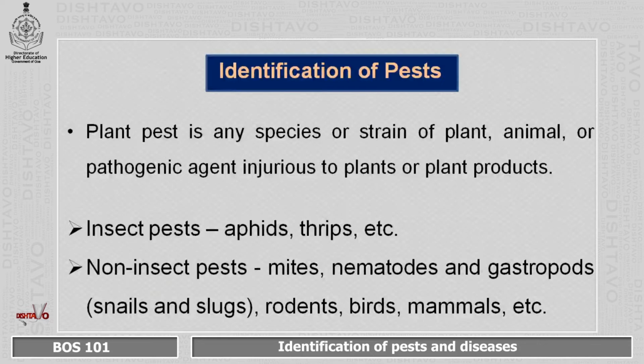Identification of pests. Plant pest is any species or strain of plant, animal or pathogenic agent which is injurious to plants or plant products. Insect pest examples: aphids, thrips, etc. Non-insect pest examples: mites, nematodes and gastropods like snails and slugs, rodents, birds, mammals, etc.